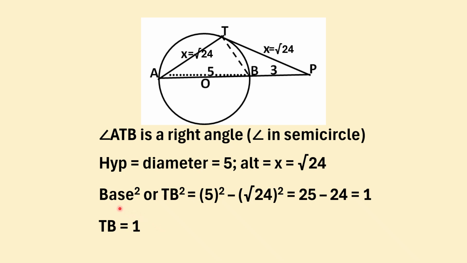1 unit in length. Because this is 5, square will be 25. This is root 24, its square will be 24. So 5 whole square minus root 24 whole square, that is 25 minus 24, 1. TB square is 1, so TB will also be 1. Square root of 1 is 1, TB equal to 1. So the required length of TB, the dotted line, is 1 unit.